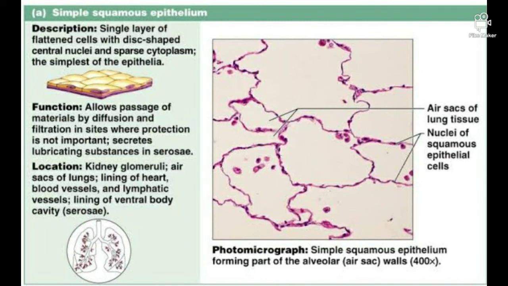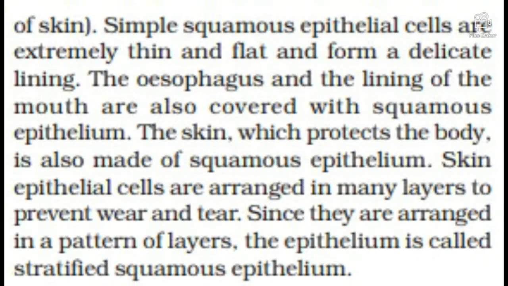Simple squamous epithelium, they are the single layer of cells with disc-shaped central nuclei and sparse cytoplasm. They are the simplest form of epithelia. Sparse cytoplasm means they have very little cytoplasm. Since they are thin and flat, they form a delicate lining. The esophagus and the lining of the mouth are also covered with squamous epithelium.